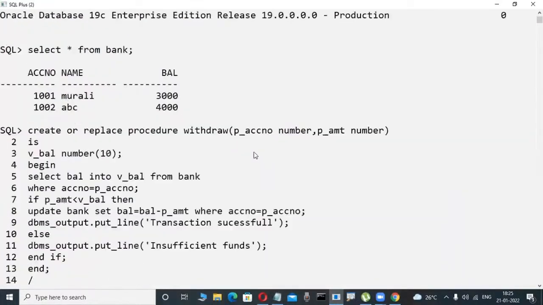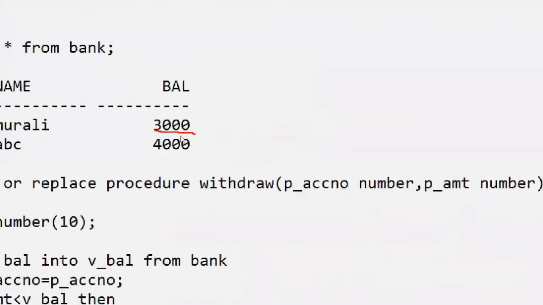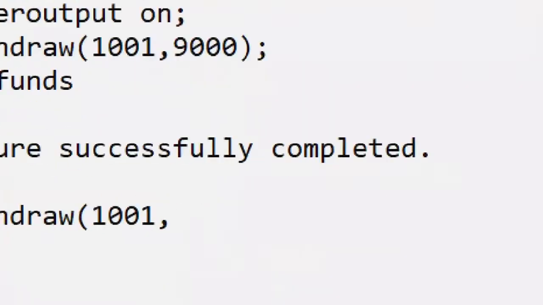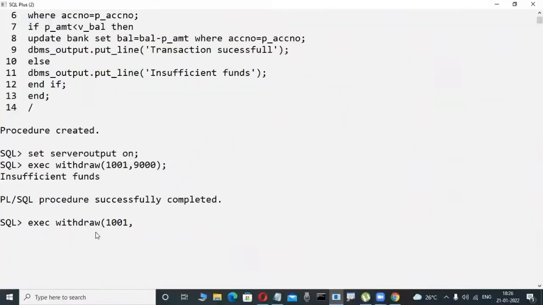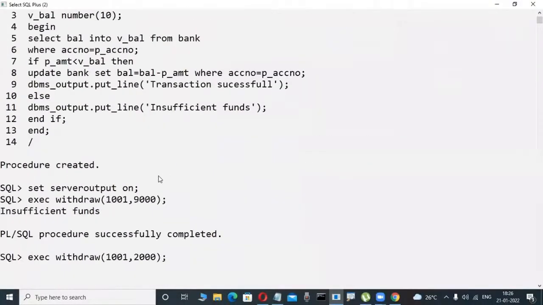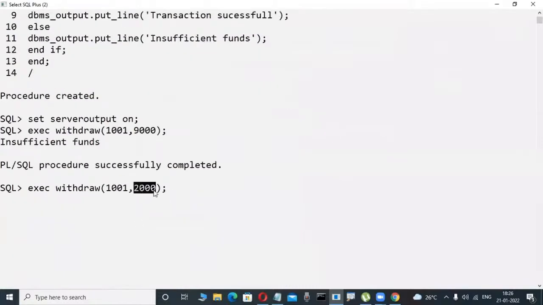For example, in this case my balance is 3,000. Now I try to withdraw 2,000 rupees. Here, observe it: 1001 is my account number. I try to execute the withdraw procedure again. Now I try to withdraw 2,000 rupees. Is it possible? Possible. Why? Because my balance is 3,000, and I try to withdraw only 2,000.